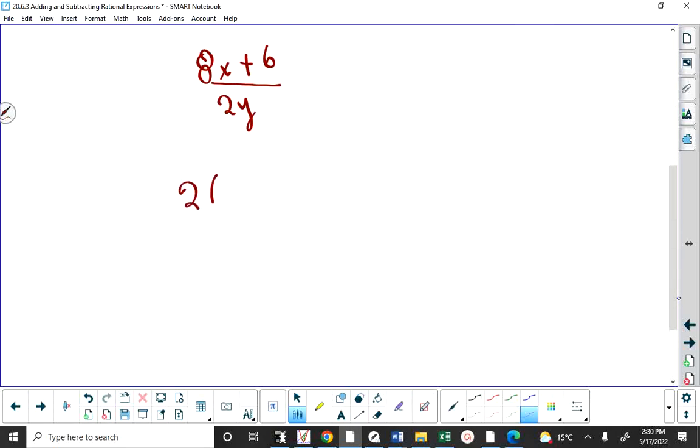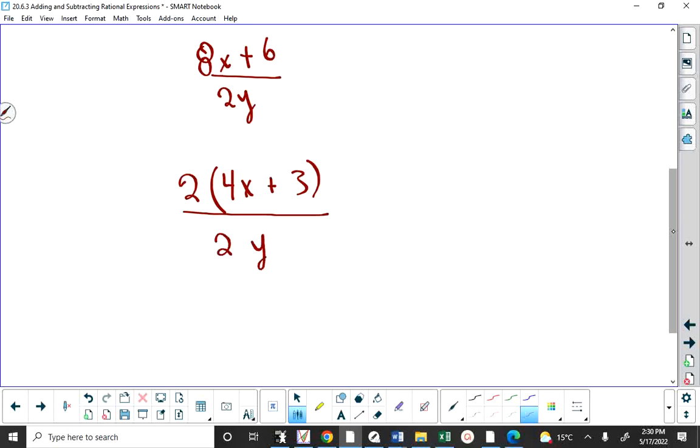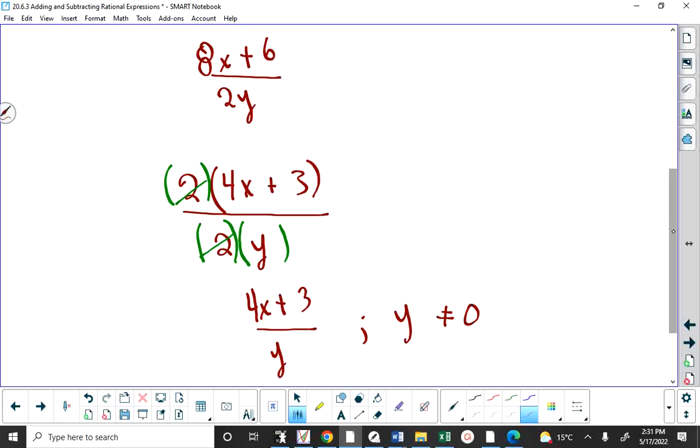I can take a 2 out of 8x plus 6 and be left with 4x plus 3. And this is over 2y. Can I cancel those two 2's? Yes. Because even though I don't need to, I could put a set of brackets around that 2. And I think we had this conversation yesterday, didn't we? That 2y is a factor of the bottom, but that means 2 and y are factors of the bottom. So this cancels, and sorry, you're left with 4x plus 3 over y. I'm not really in a big yank today to worry about non-permissible values, but there it is. Okay.